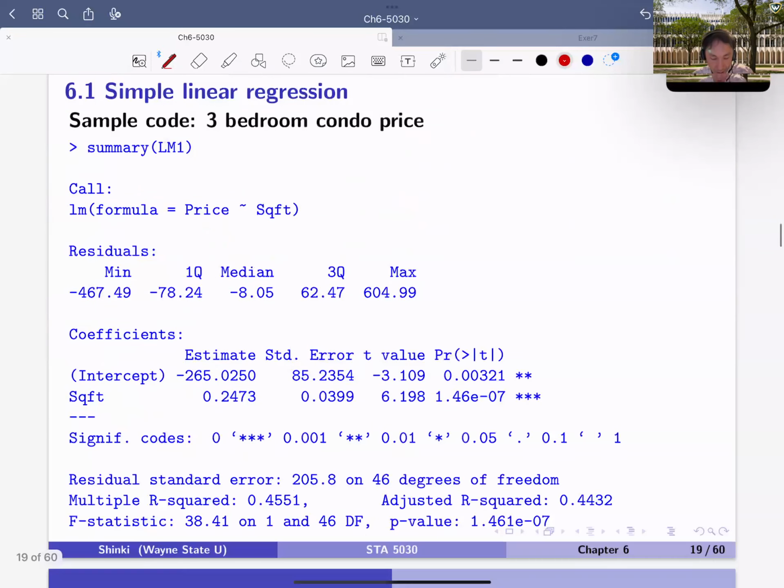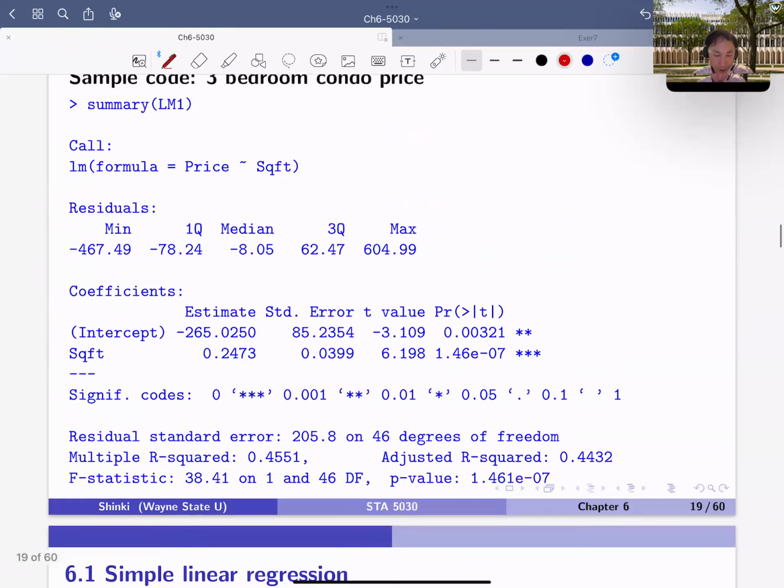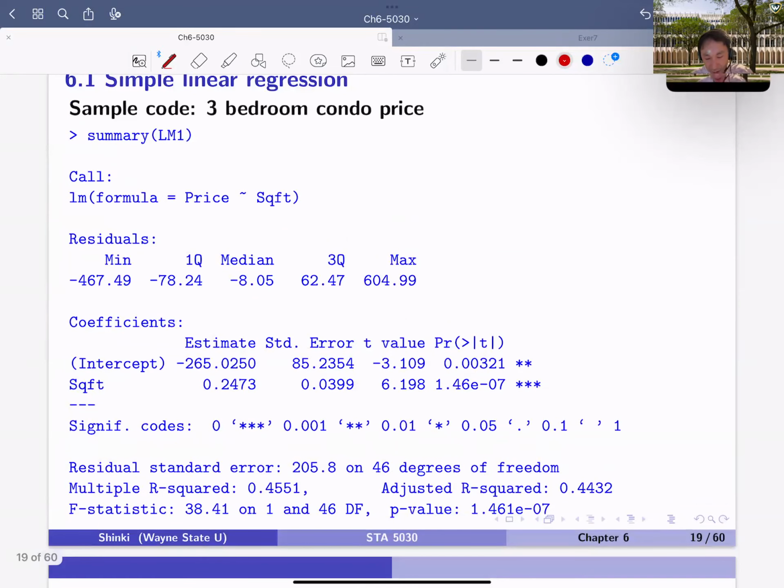And in terms of coding, we can get all the results by just getting a summary of lm1. Remember that lm1 is a linear model, where we fit the price on square footage.